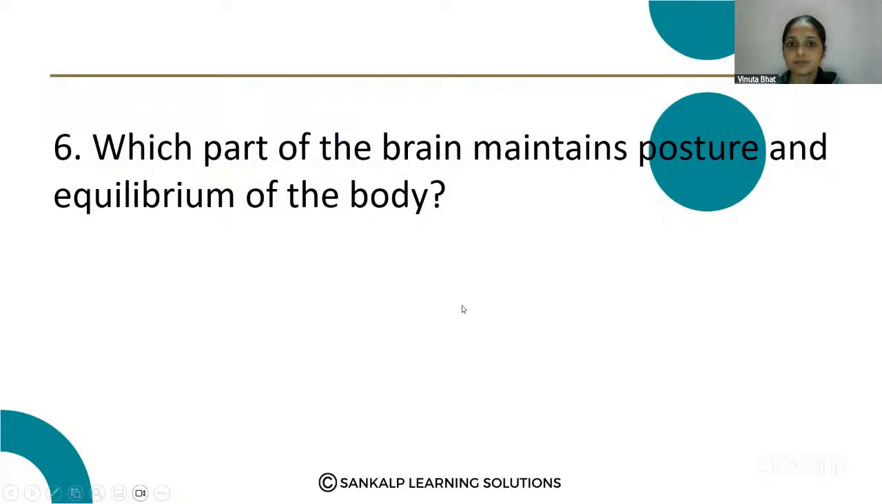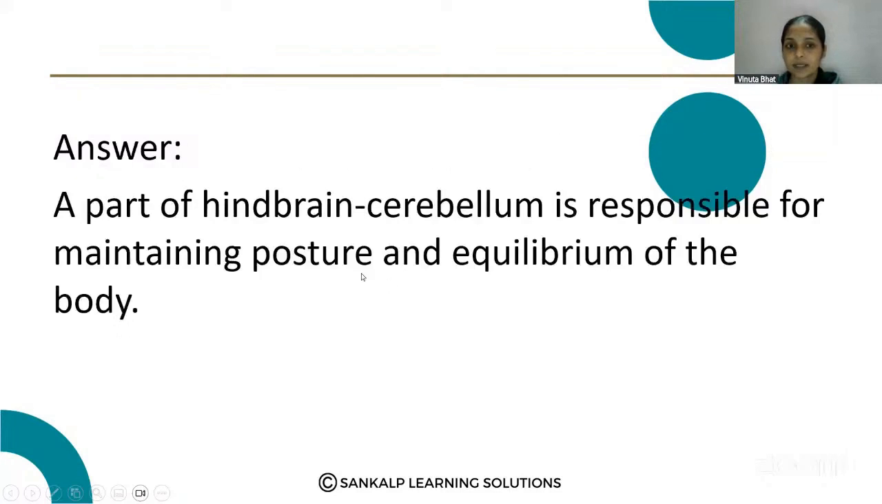Next question. Which part of the brain maintains the balance, mainly the posture and the equilibrium of the body? That is called the cerebellum. The cerebellum, a part of the hindbrain, is responsible for maintaining posture and equilibrium of the body.